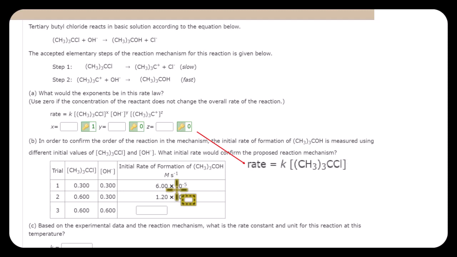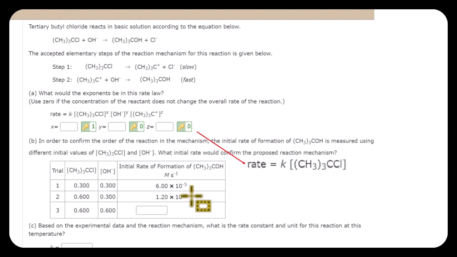Now, notice here we have a 0.3 tert-butyl, and the rate is 6 times 10 to the negative 5 molar per second. It's a slow reaction. Then when the tert-butyl is doubled, the rate doubles, and we don't have to worry about the hydroxide. And here we've got 0.6, and the hydroxide's irrelevant. So therefore, you can figure out what the rate is going to be. It's not going to be all that difficult.